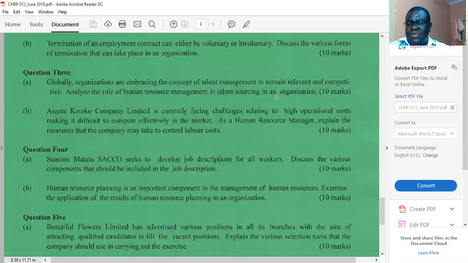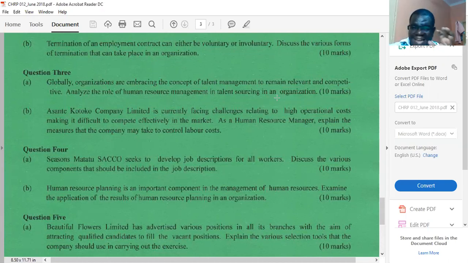Acquisition of talent, what is your role as HR manager? Anyone? Can we say a well laid out employer branding policy or campaign? Employer branding. What does that achieve? To ensure that people view the company as the employer of choice so that it attracts the right highly skilled talent.